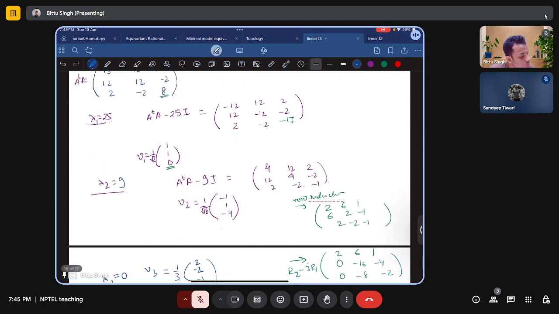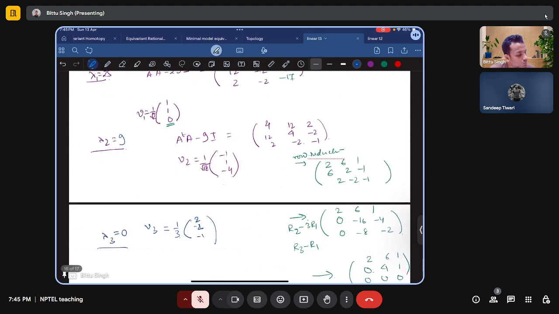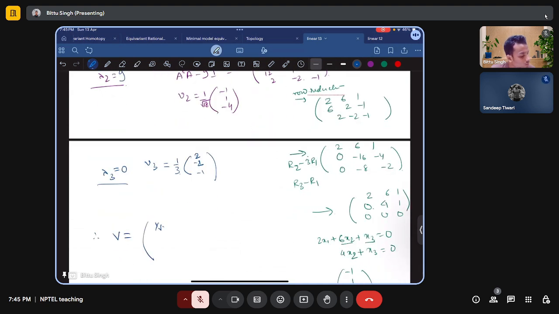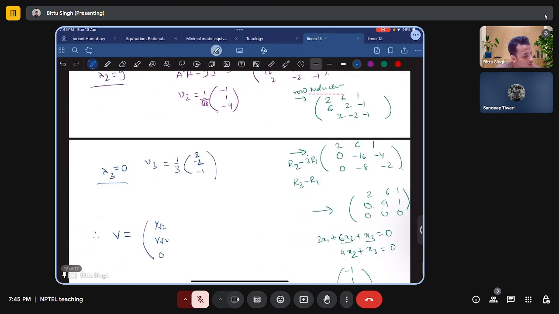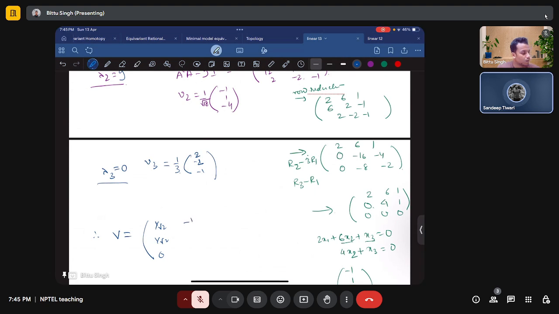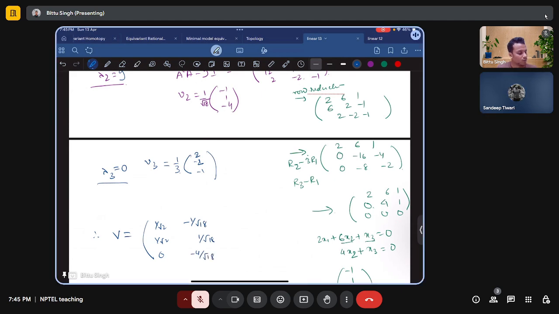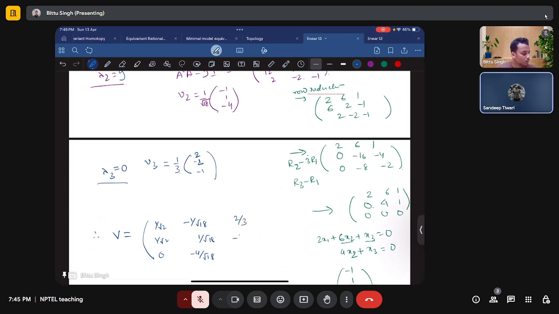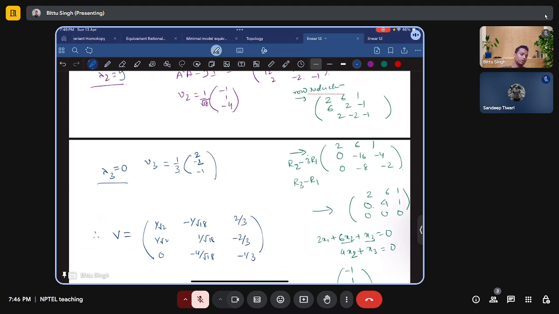The first one is 1 by root 2, 1 by root 2, 0. The second one is minus 1 by root 18, 1 by root 18, minus 4 by root 18. The last one is 1 third, minus 2 by 3, minus 2 by 3. So we have computed V, right? Now we need to find U.